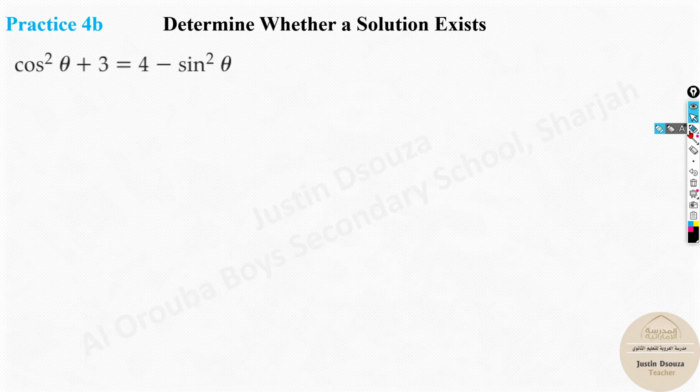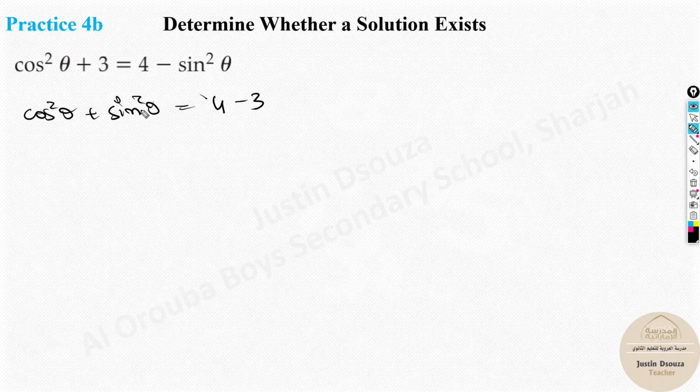Now let's look into this one over here. Again, we have sine and cos. When I look at sine minus and cos plus, I take it to one side. It will be very, very easy. I will do cos square theta, take this to the other side, plus sine square theta equals 4, and 3 to the other side becomes minus 3. Is that okay? Because plus becomes minus.